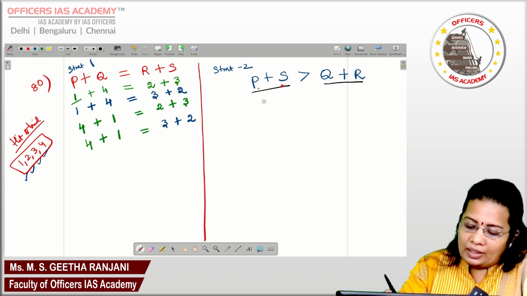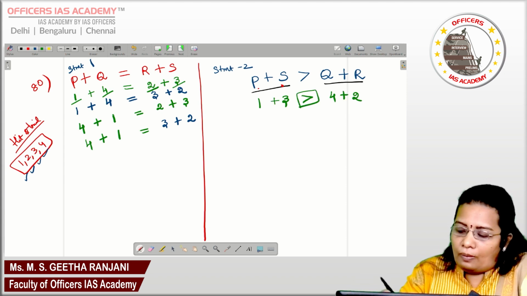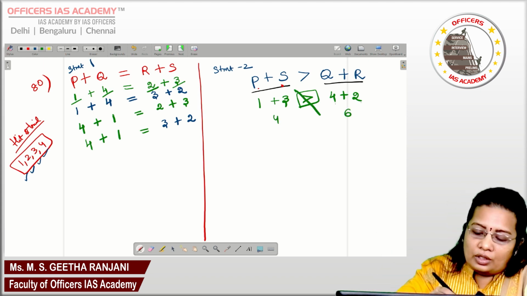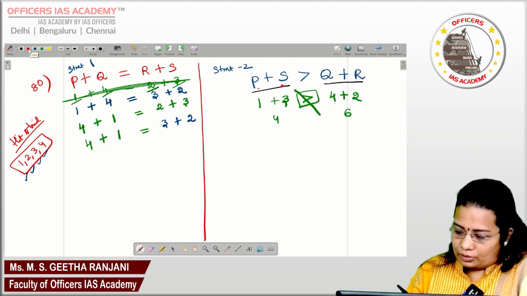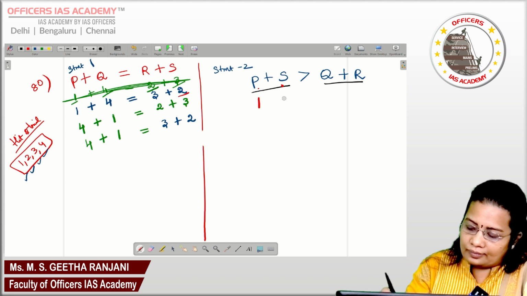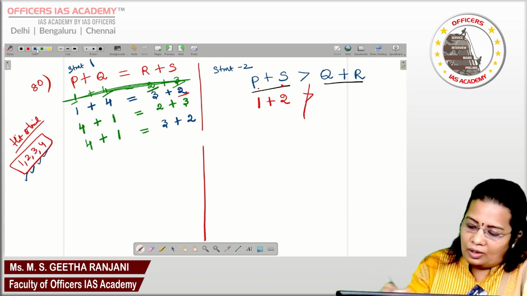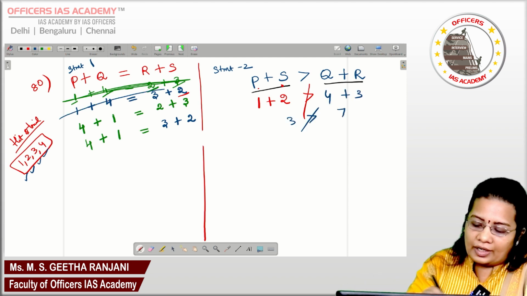Case number 1. P is 1, S is 3, Q is 4, R is 2. Whether this is greater than this or not, I am going to check. 1 plus 3 is 4. 4 plus 2 is 6. No, this is not greater. So we can eliminate this first possibility. Second possibility, I am going to check. P is 1, S is 2. Again, I got 3 on this side. Definitely, it is not going to be greater. However, for your reference, I can make this 4 and here 3. So here 7, here 3, not greater. So the second one, we can eliminate.